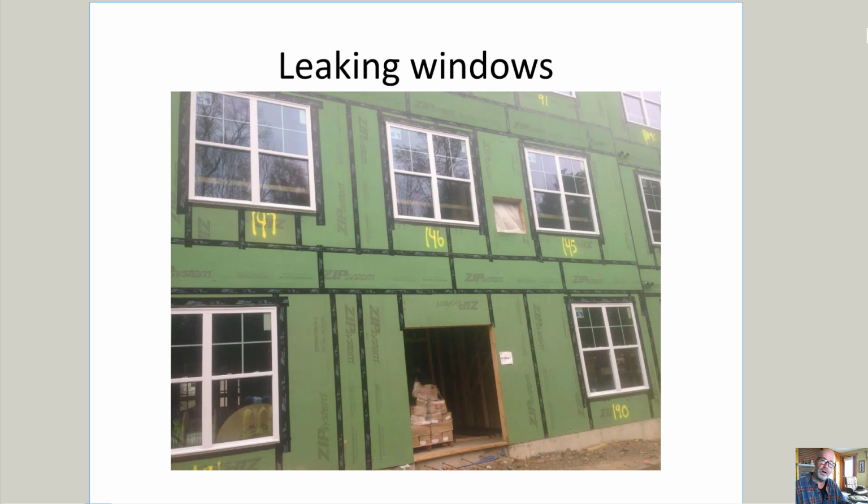So this is a large apartment complex that we visited a few years ago in Marlborough, Massachusetts. And at the time, the commissioning agent had discovered that the windows were leaking, had done some testing, and that's why they're all numbered, because they're going through and fighting about whose responsibility it was at the time. I don't know what the solution was, but eventually they fixed it.